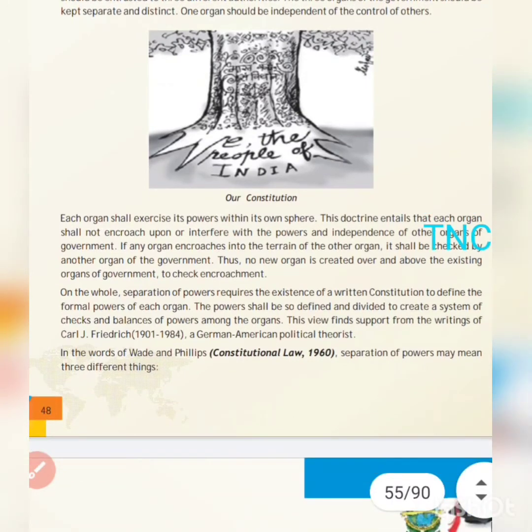Powers shall be so defined and divided as to create a system of checks and balance of powers among organs. This view finds support from the writings of Carl J. Friedrich, a German-American political theorist. In the words of Waite and Phillips, separation of powers may mean three different things.